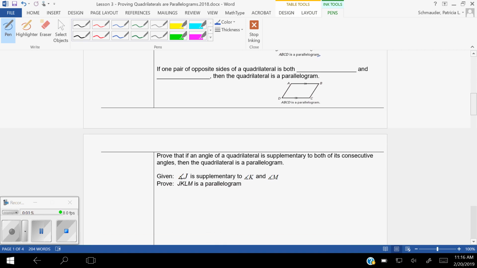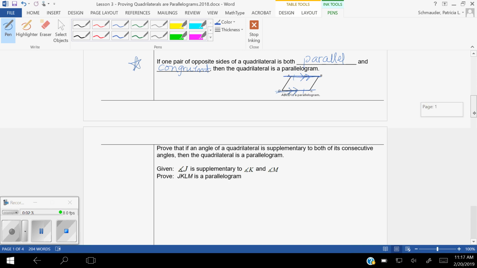This one says if one pair of opposite sides of a quadrilateral is both parallel and congruent, then the quadrilateral is a parallelogram. That one is not a converse from yesterday, but this is a really important theorem that you will have to use a lot. So again, it says if one pair, so just pick one pair. Here we're talking about AB and CD. If one pair of opposite sides is both parallel and congruent, then we don't even have to worry about the other set of opposite sides. We can say that that quadrilateral is a parallelogram.